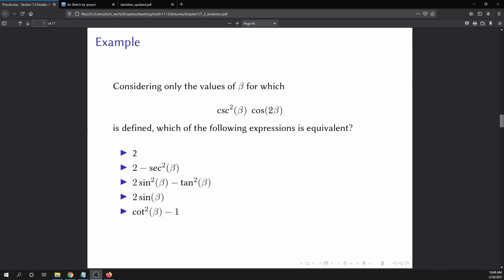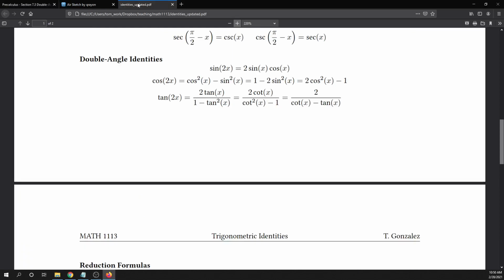All right, so looking at this expression right here, the thing that jumps out at me first of all is this cosine of 2 beta. That just looks like the double angle formula. So looking at the double angle identities, I can see here that I have cosine of 2x, and I have these three choices: cosine squared minus sine squared, 1 minus 2 sine squared, and 2 cosine squared minus 1. So I'll need to pick one of those three forms to change it to.